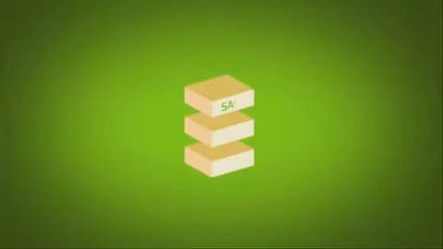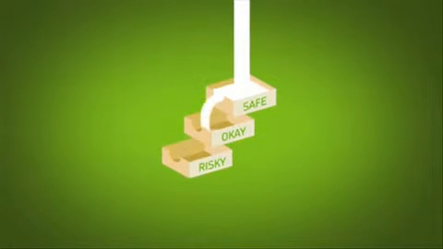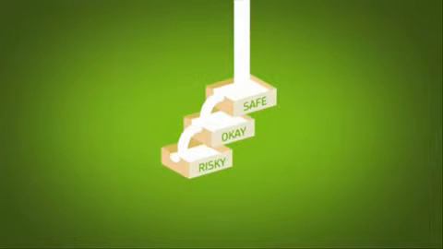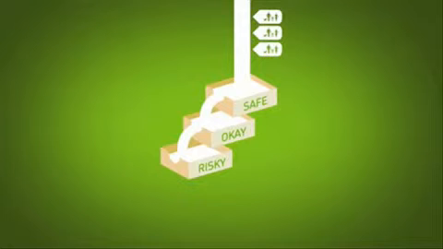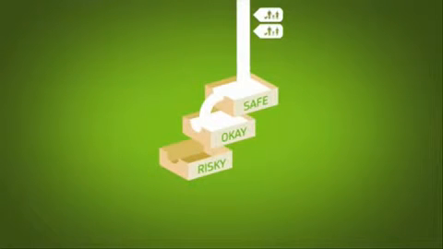A CDO works like 3 cascading trays. As money comes in, the top tray fills first, then spills over into the middle, and whatever is left into the bottom. The money comes from homeowners paying off their mortgages. If some owners don't pay and default on their mortgage, less money comes in and the bottom tray may not get filled. This makes the bottom tray riskier and the top tray safer.